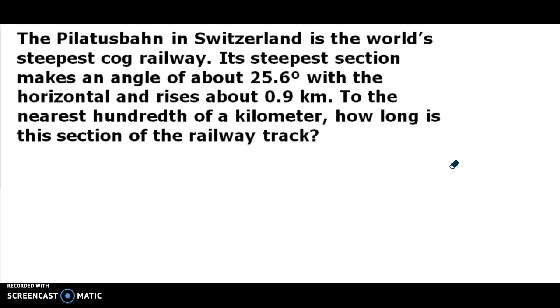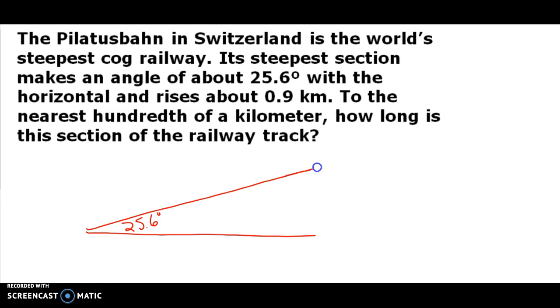See if you can draw a picture of this. Kind of read it. See if you can draw a little picture of the scenario and see what it's trying to find for you. And we'll see if it kind of matches mine here in a second. So here's the horizontal ground. The horizontal railway goes up at a 25.6 degree angle. And in total, you rise 0.9 kilometers. So it's asking me, how long is the railway?